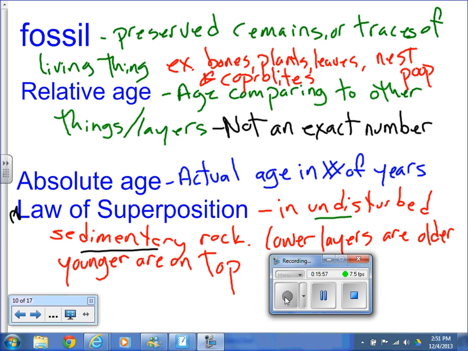Okay, now these two, relative age and absolute age. Did you guys get those defined? Yes? No? Okay. What's the difference between relative age and absolute age? Perfect. Right. So relative age is just comparing it to other layers. It's not an exact number.